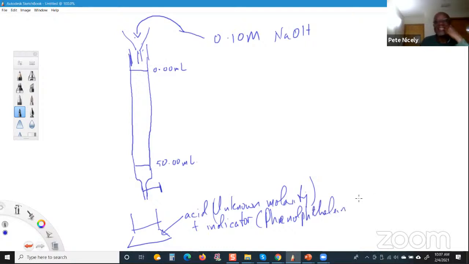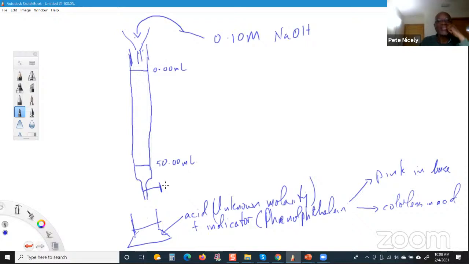And this indicator is pink in base and colorless in acid, all right? So basically, if you're using this indicator here in this acid solution, it's going to be colorless initially, before you add any base to it, all right? You need to also record the volume of the acid solution that you're going to use, all right?